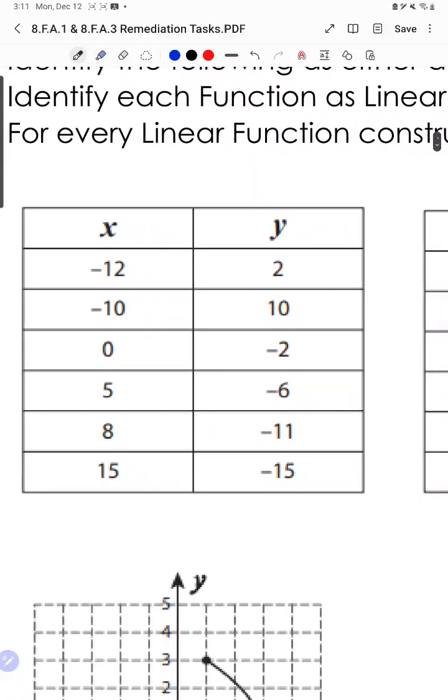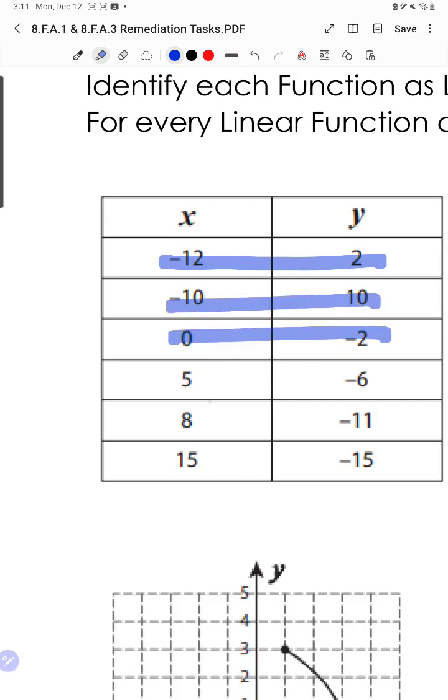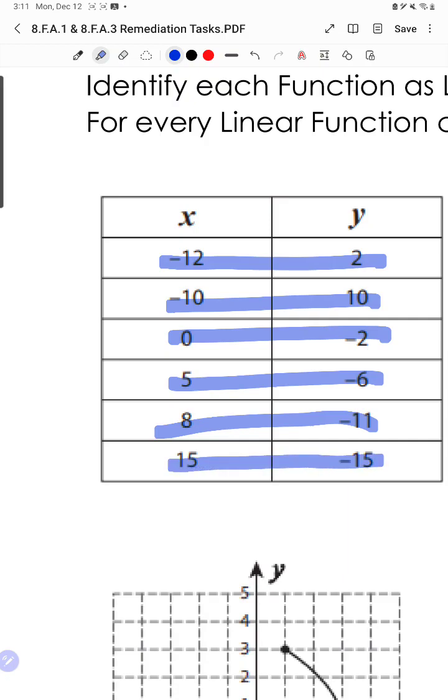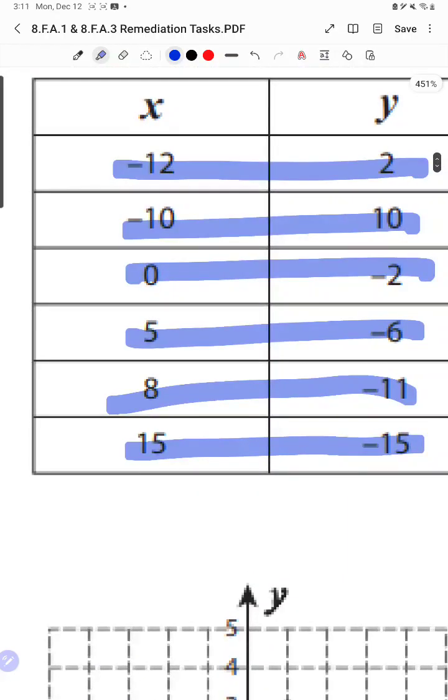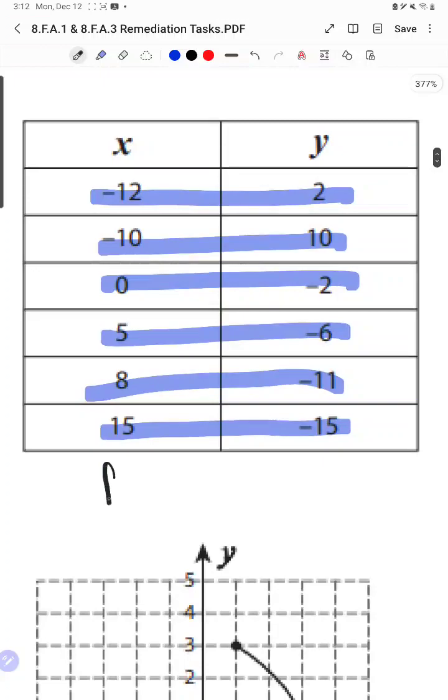But for now, because there's only one output for each input, so at -12 it's 2, and at -10 it's 10, and at 0 it's -2, and at 5 it's -6, and at 8 it's -11, and at 15 it's -15. All of these are different inputs, and each input has a different output. So we can automatically know that this is a function.